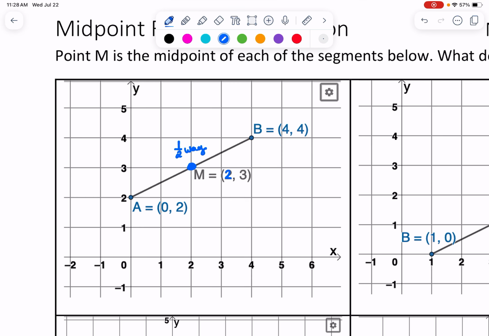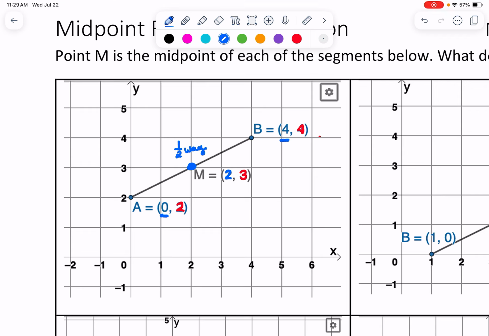Well, the x-coordinate of the midpoint is 2. And the x-coordinate of point A is 0, the x-coordinate of B is 4. So what could I do with 0 and 4 to get 2? And likewise, point M's y-coordinate is 3. And 3 is exactly halfway in between 2 and 4 vertically. That makes sense because I go from 2 to 3 to 4. And from the x-coordinate perspective, 0 to 2 to 4 is exactly halfway in between.